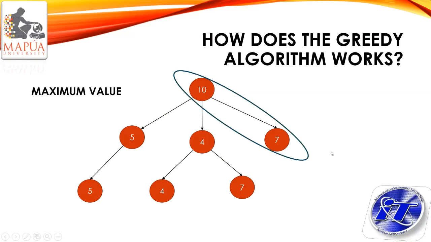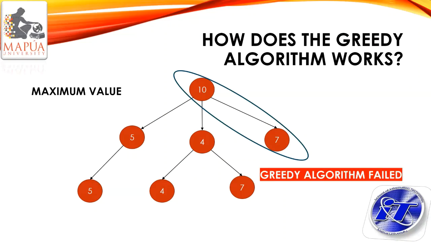But is this the maximum value? Definitely no. So in this example, the greedy algorithm failed. Why? Because it only considered this path. It didn't consider the next hop after 4 or after 5. So there is a possibility greedy search will fail because of the locality, or the local solution, because it's between connected nodes, not the global concept. That's why this algorithm failed.